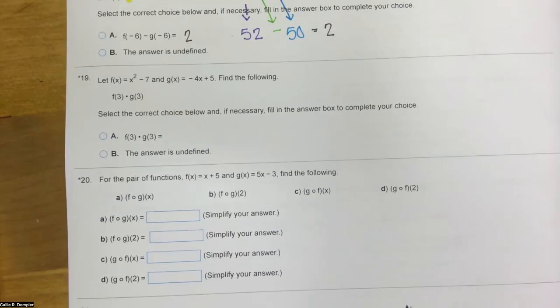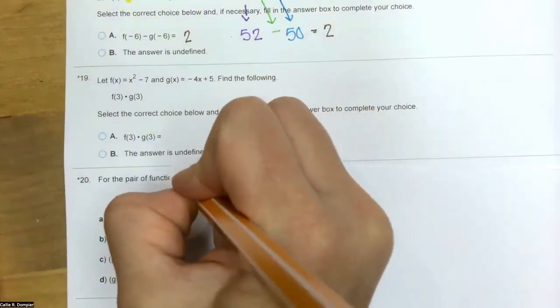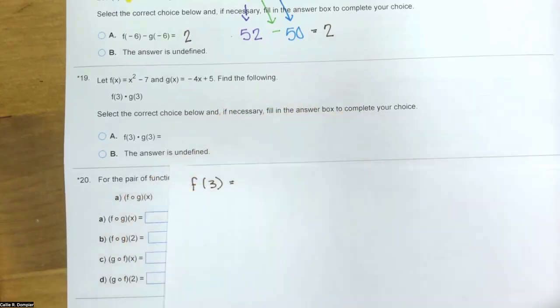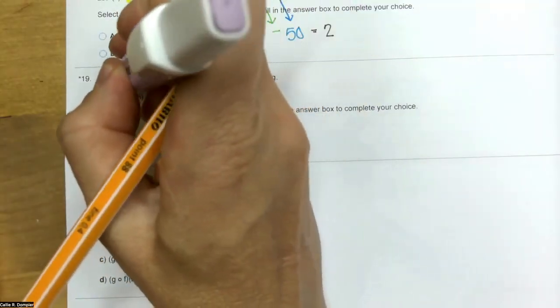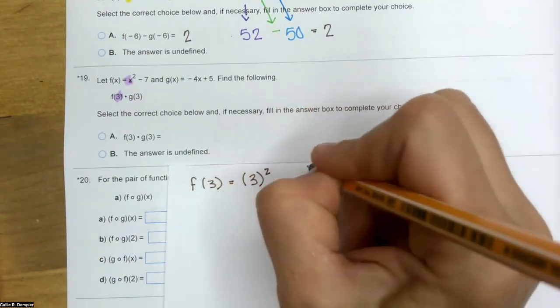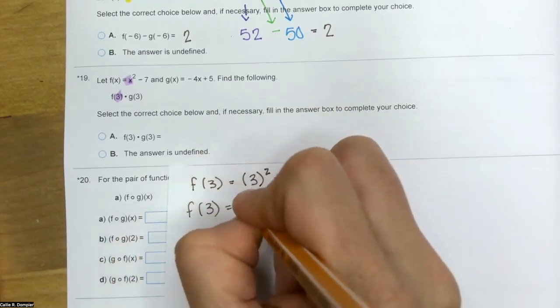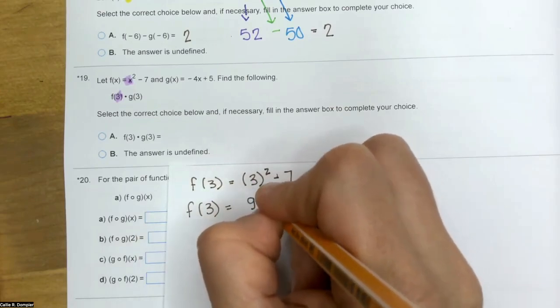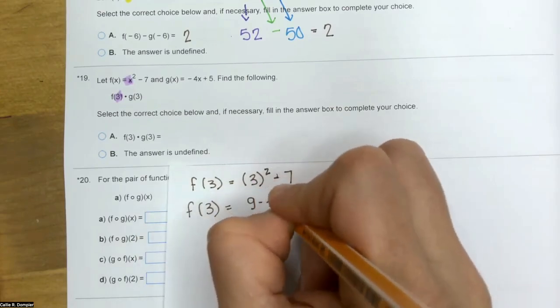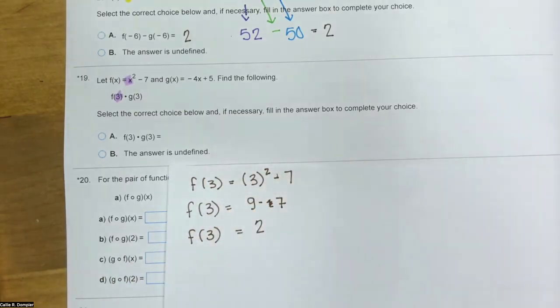19, f of x equals x squared minus 7 and g of x equals negative 4x plus 5. Find f of 3 times g of 3. So same exact thing. F of 3 means I'm taking that 3 and putting it in for x. F of 3 equals 3 squared minus 7. 3 squared is 9 plus, ooh, it's not plus, it's a minus. 9 minus 7 is 2. Good.